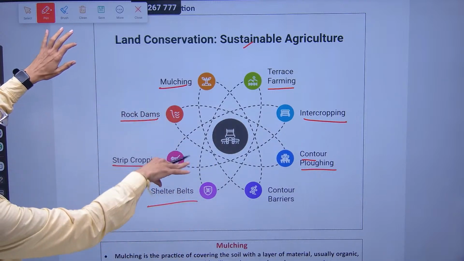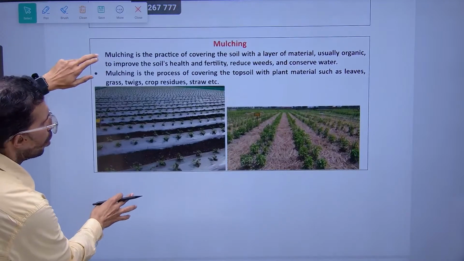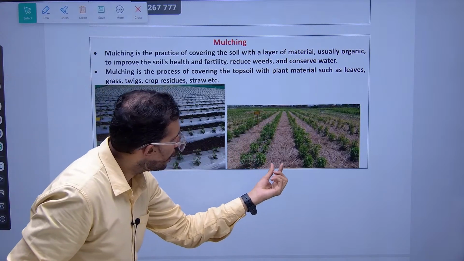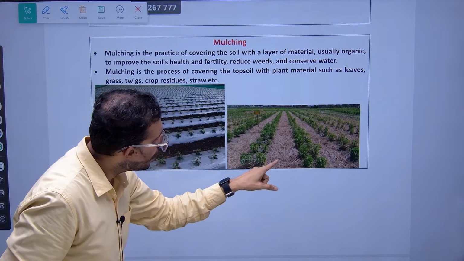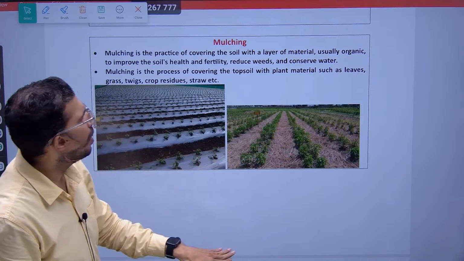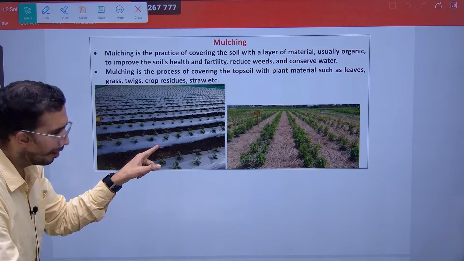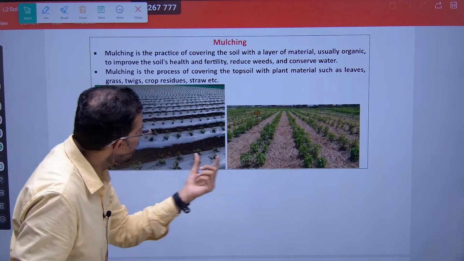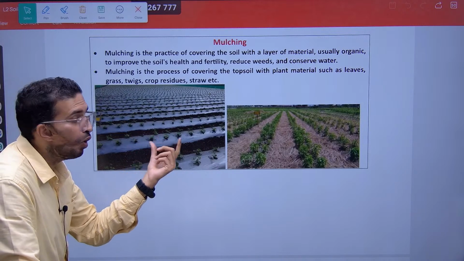Then see, one by one we are seeing. See mulching, see the image. Don't go into the technical details. This is a crop, like before mulching, this is a bare area, bare soil. So this bare soil is covered with organic material or other material. This is the organic mulching. This is a plastic. So what is the aim of mulching? To prevent the soil erosion and to preserve the soil moisture.